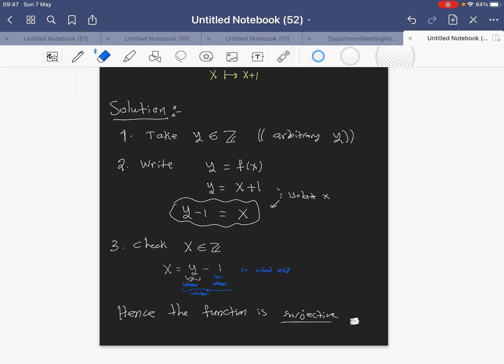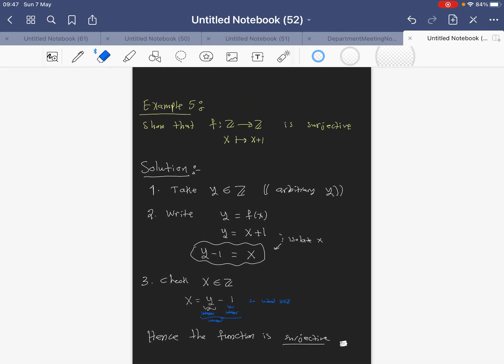So please pause the video and take a look at the steps from the top to the bottom. If I go through them very quickly, if I want to show a function is surjective, the first step, I will take any y in the output, and then I will write y equal f of x. But I know what f of x is. It's already given to me here. It is x plus 1.